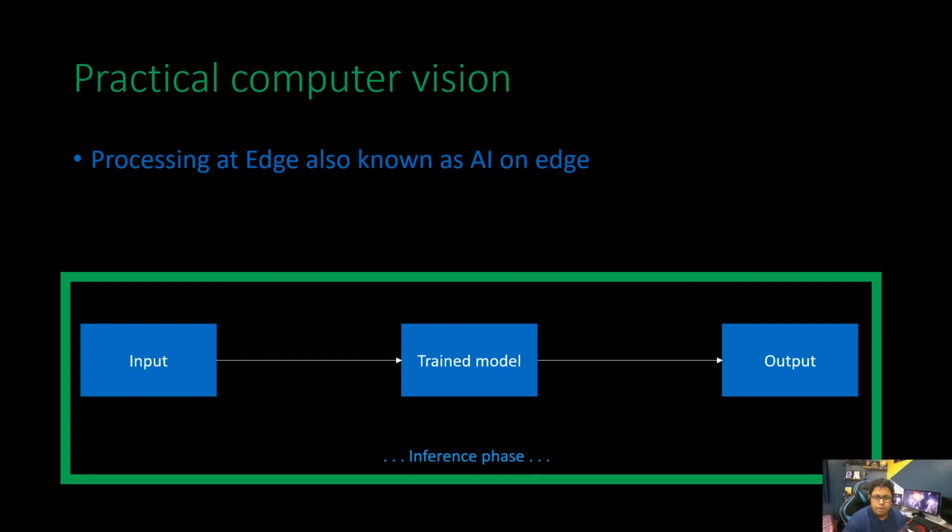So it's all about processing at the edge level, or what we commonly call AI on edge. We have the edge nodes, which may consist of a CPU, an NCS, an FPGA, or anything. We'll see that very soon. And we do all the processing, all the inference, at the edge level. We don't do anything at the cloud level. So you have an input, you get a trained model, you pass it through that, and you get the output. That's the inference phase, and that's what we do when we develop some practical computer vision application, mainly involving video or image processing.